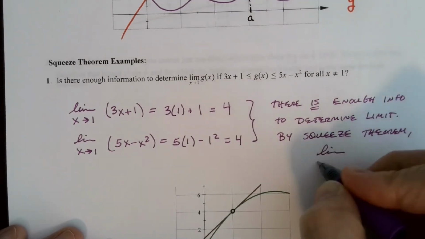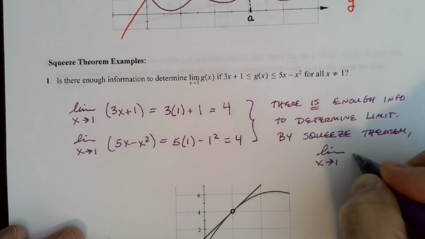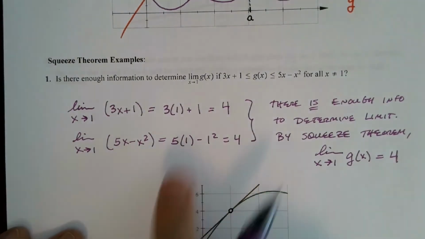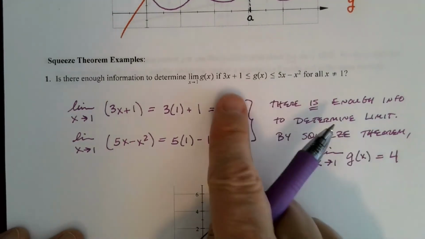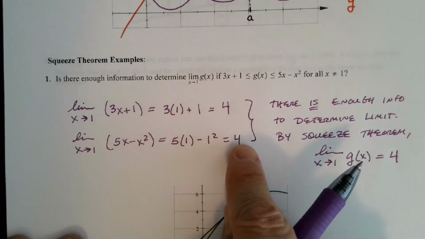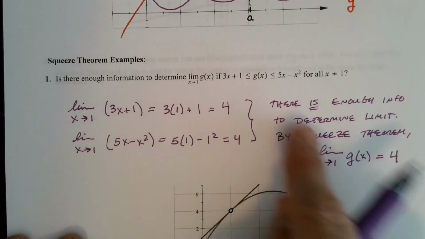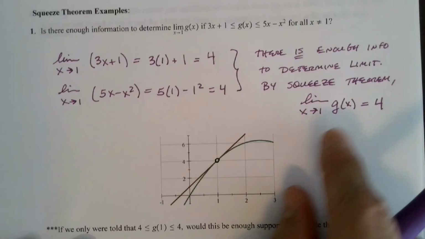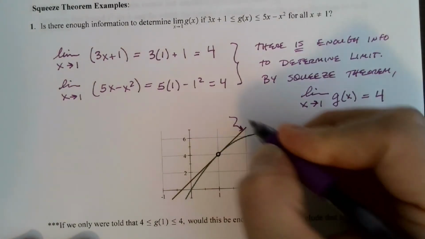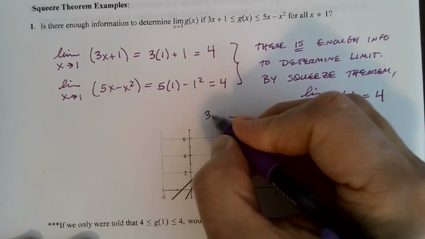The limit as x approaches 1 of this function g of x is going to also be 4, because we've got both bounding functions. The limit as x approaches 1 is 4 for both of them. Since they are equal, our limit of our function is also 4. And I've got the graphs of these functions, right? This right here is the graph of the function 3x plus 4.